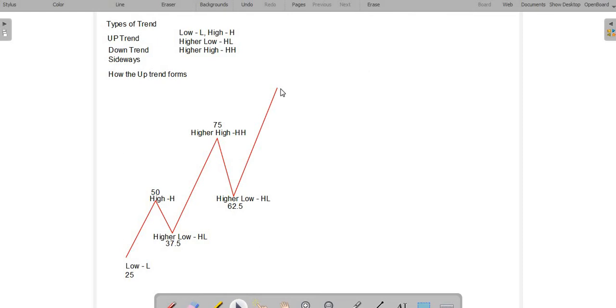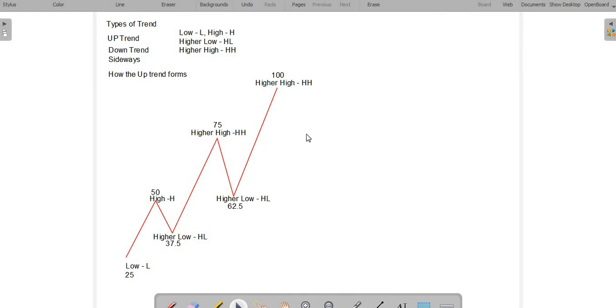And the final thing is the top of the trend, that is called higher high, HH. I'll put 100 for that. Okay, 100. So this is the top of the trend, the higher high. So what is the reason high? 75. 100 is higher than 75. So that we call it a higher high.